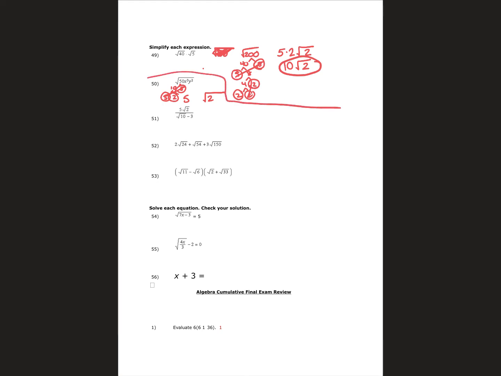Okay, but don't forget about the variables. So for x to the third, that would mean that I have one pair in there with one left over. And then y squared, that would be one pair with none left over.